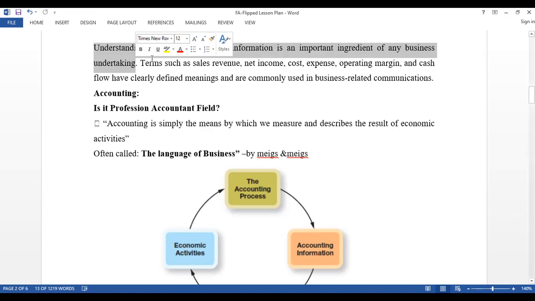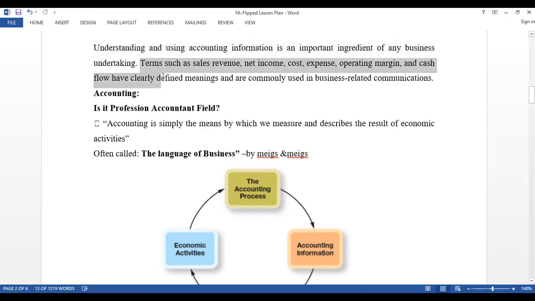Yes, I guess everyone knows about these things: how much the investment of a business is, what the expenses of the business are, what the return of this business will be, what the profit margin is, what an asset is, what a liability is. Those are some basic terms I'm using. What is sales revenue, net income, tax, cost, expense, operating margin, cash flow.